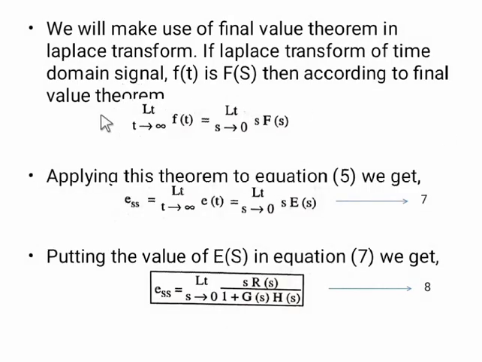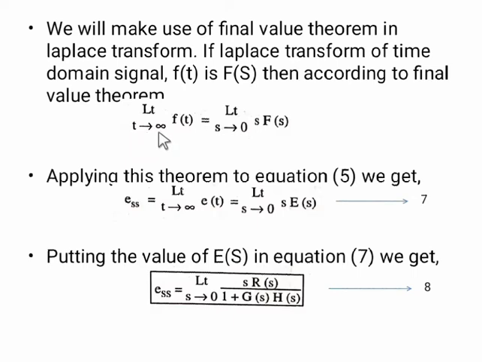Now first we understand what is the final value theorem. We will make use of the final value theorem in Laplace transform. If the Laplace transform of time domain signal f(t) is F(s), then according to the final value theorem, limit t tends to infinity f(t), if we convert this f(t) into F(s), becomes limit s tends to 0 s F(s).